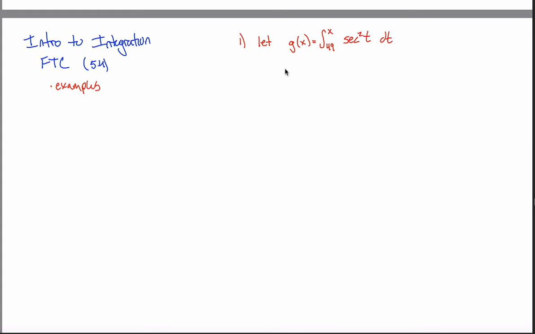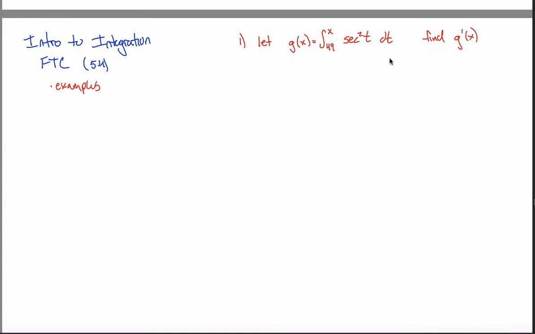Here's our first example. It's a pretty standard FTC question. We're defining this function, g of x, to be the definite integral from some constant to the variable x of secant squared t dt, of some function in terms of t. And what we're asked to do is to find g prime of x, the derivative of this function. And spoiler alert, the answer is really, really easy. The answer is almost written right here. All I got to do is change the t here to an x. What I'm saying is my answer will end up being secant squared x.